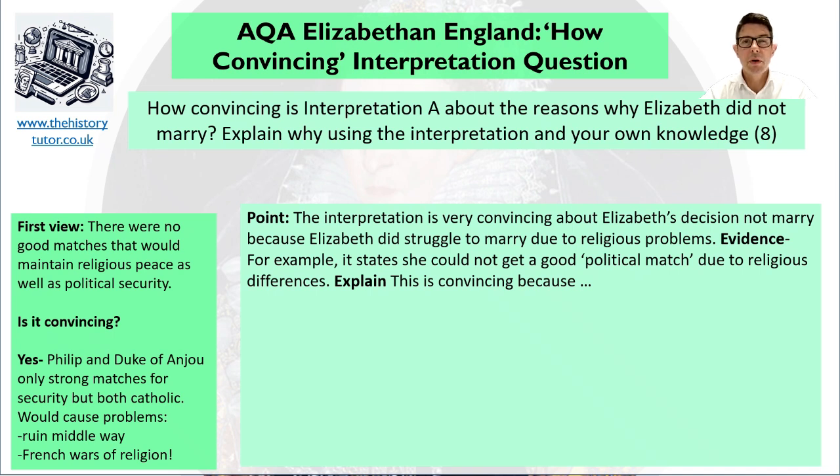Okay, now we need to explain why this is convincing. So this is convincing because, now talk about some examples. We've got Philip and Anjou there. We've got ruining the middle way. We've got some ideas in there. So explain now with some knowledge.